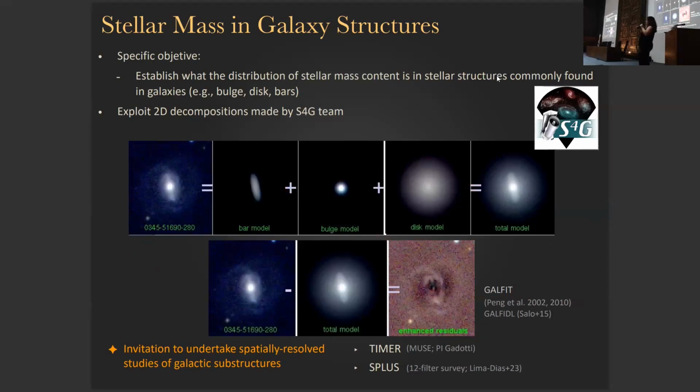There's a lot of work that we have been hearing or will be hearing about, S-PLUS, J-PAS, doing this kind of work, with the intention not only to look at the stellar mass distribution, but also stellar populations. So it's an invitation to undertake spatially resolved studies of specific galaxy structures. There's a lot of work coming out from the TIMER survey that uses the MUSE IFU, the biggest IFU around in the optical. And we'll be hearing some more about S-PLUS, which is a 12 filter survey, doing this kind of work.